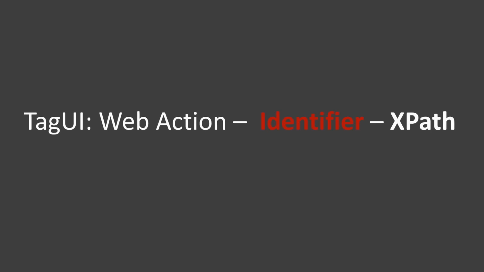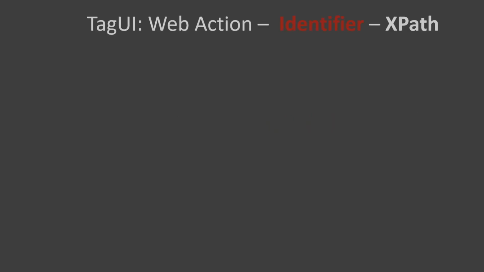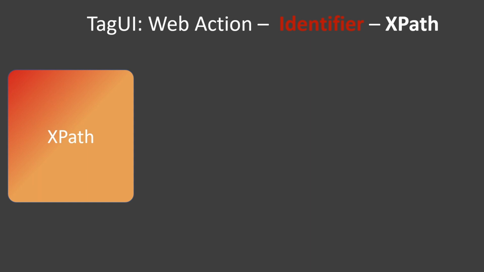In this session, we are going to see our continuation of web action. In the web action, we've been seeing the concept of identifier, and we are going to see XPath. XPath is also known as XML path. It is one of the very useful and powerful techniques to identify an element uniquely from a web page.